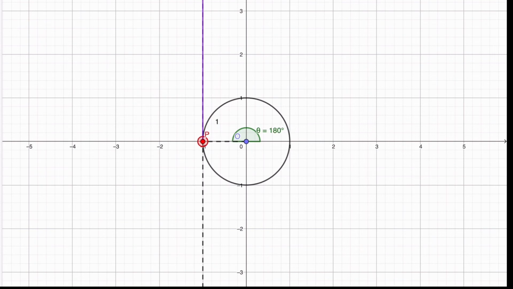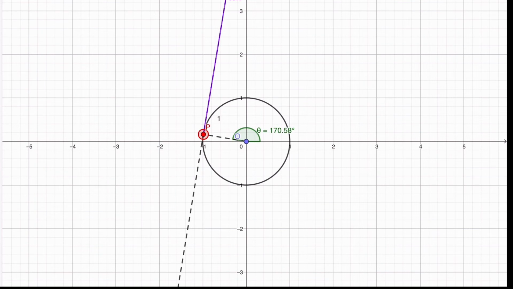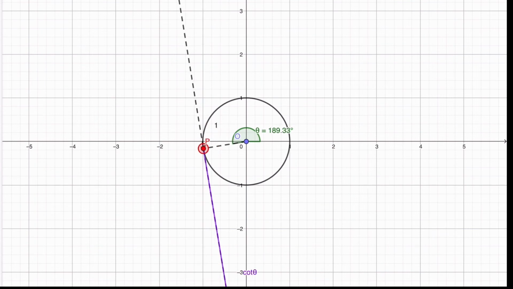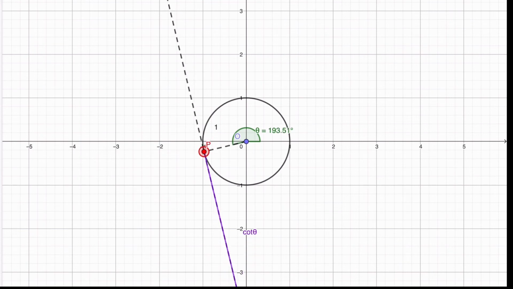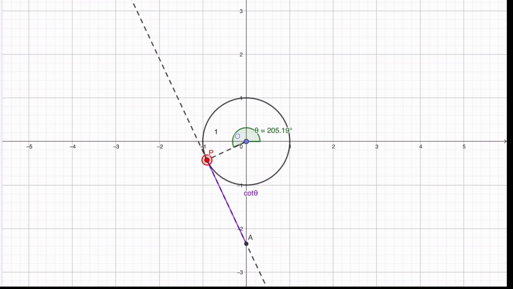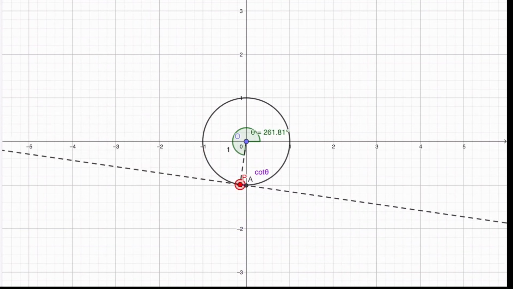And cot 180 degrees or cot pi radians is not defined. For a little less than 180 degrees, it is negative infinity, and for a little more than 180 degrees, it is positive infinity, because cot theta is positive in the third quadrant. And as theta increases in the third quadrant, cot theta decreases from infinity to 0.